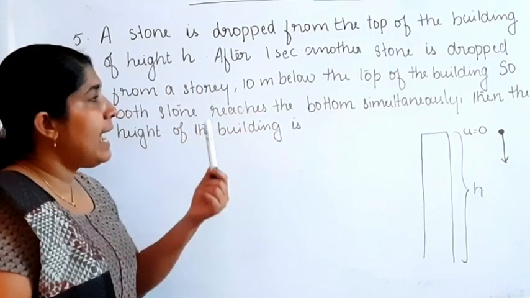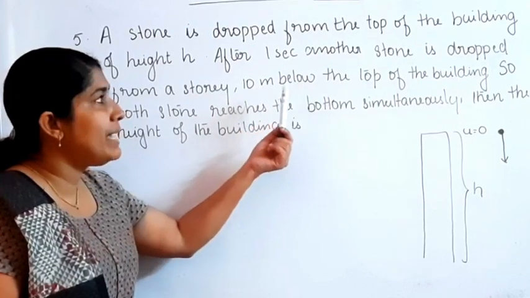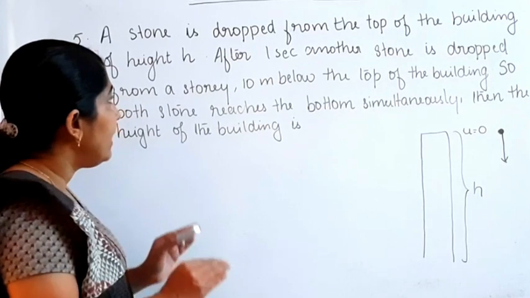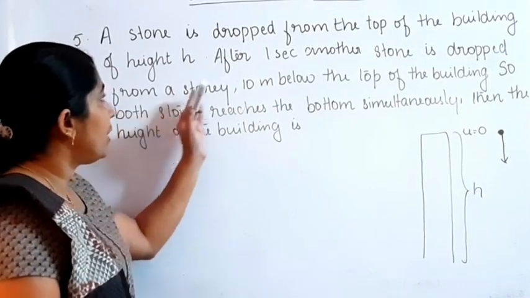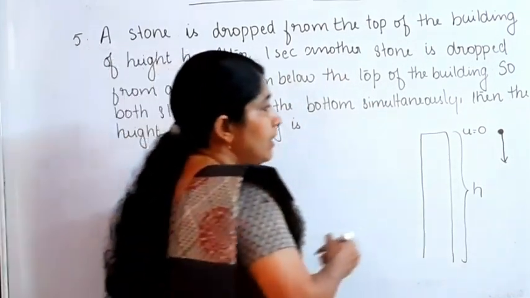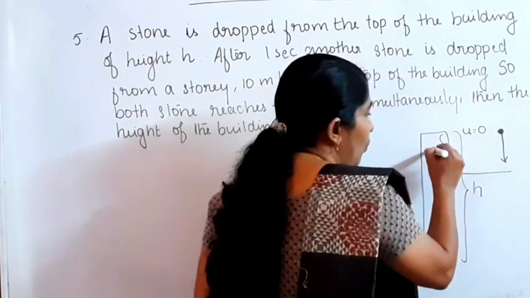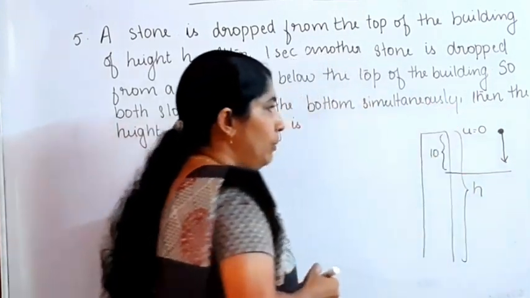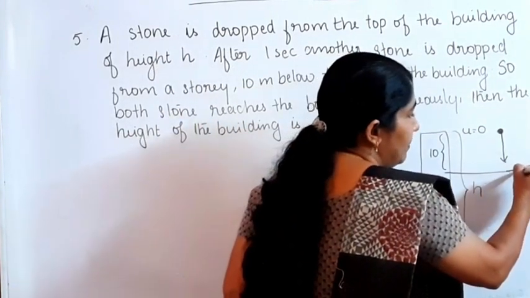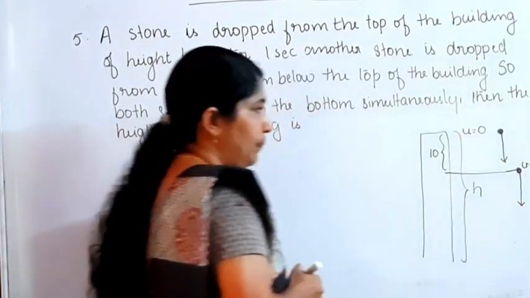After 1 second, another stone is dropped from a story 10 meter below the top of the building. Okay, another stone is dropped from here, which is 10 meter below the top of the building. The second stone is dropped. Here also initial velocity is equal to 0.